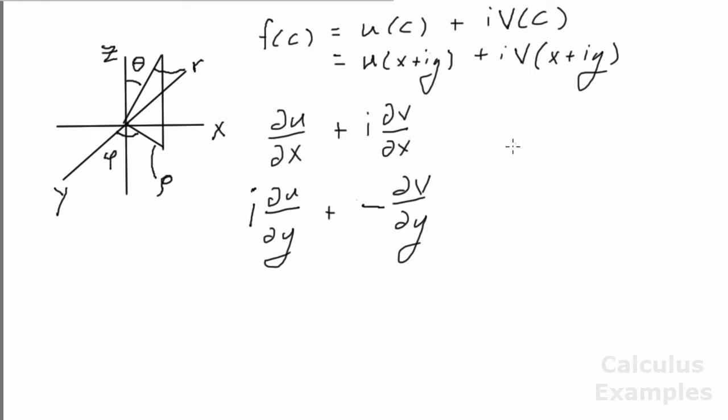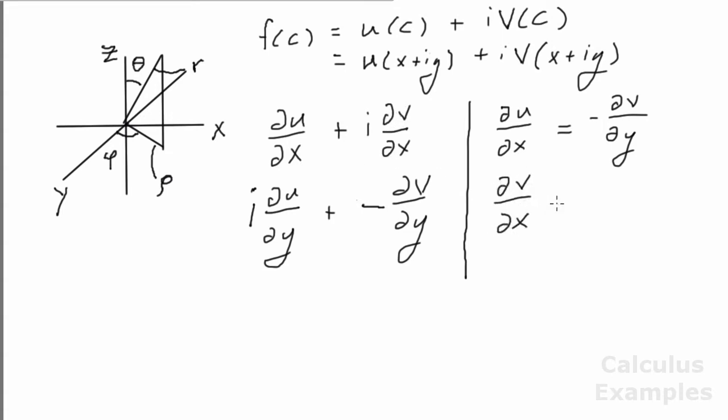Now, as we've already argued, these two derivatives should be equal. And for two complex numbers to be equal, their real parts have to be equal and their imaginary parts have to be equal, right? I shouldn't have lost anyone at this point. So that is to say, the partial of u with respect to x must be equal to negative partial of v with respect to y, right? And the partial of v with respect to x must be equal to the partial of u with respect to y.